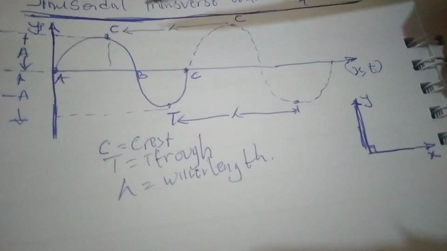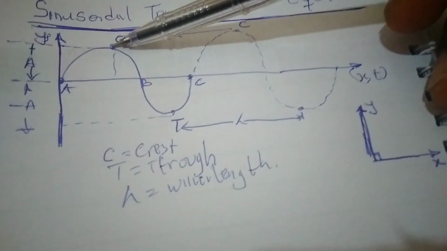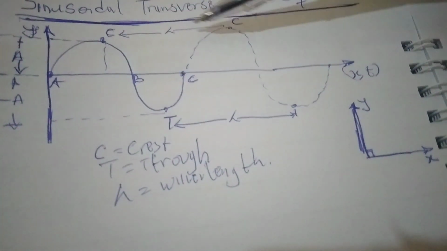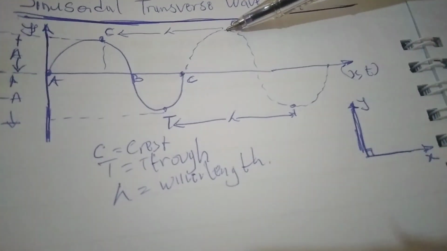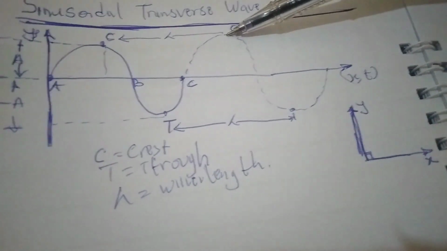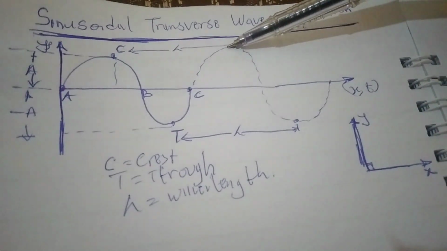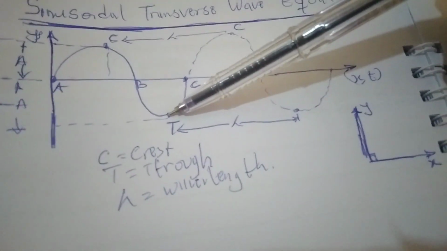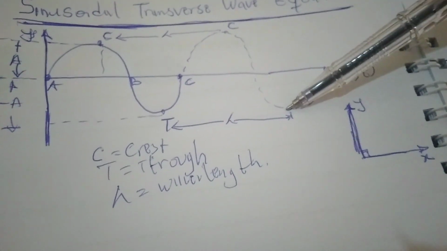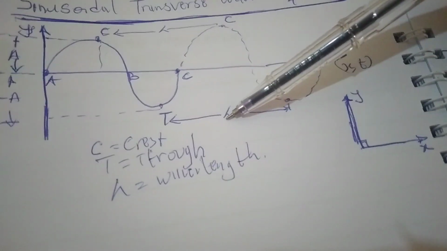Now, another way to measure the wavelength is to look at the maximum displacement of the particle of the medium at one point, and the neighboring maximum displacement of the particle. The distance between them is also equivalent to the wavelength. Or if you look at the minimum displacement of the particle of the medium to the neighboring minimum displacement, the distance between them is known as the wavelength.